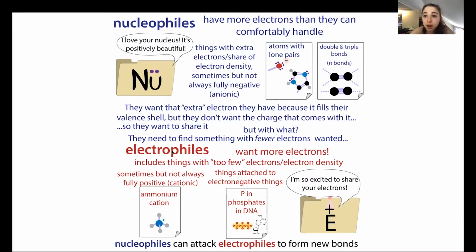So sometimes, but not always, they're fully positive or cationic. And they can be things attached to electronegative things, like the phosphorus, the P in the phosphates in DNA. This can be kind of confusing, because if you look from the outside, you see these phosphates that are negatively charged, but the negative charge is on the oxygen. The oxygen is so electronegative, it's pulling all of the electrons away from the phosphorus.